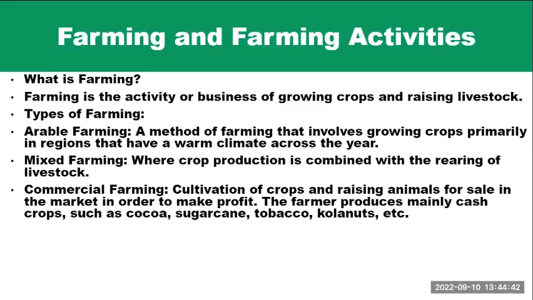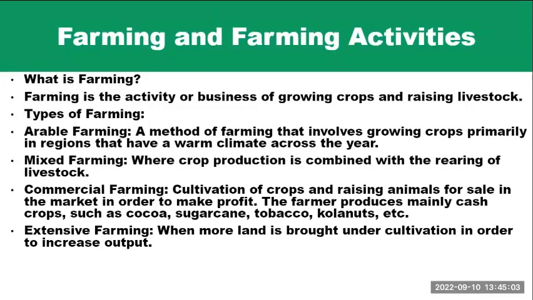That's mixed farming. Commercial farming is cultivation of crops and raising of animals for sale in the open market in order to make profit. The farmer produces mainly cash crops such as cocoa, sugarcane, tobacco, cola nuts, etc. Okay.